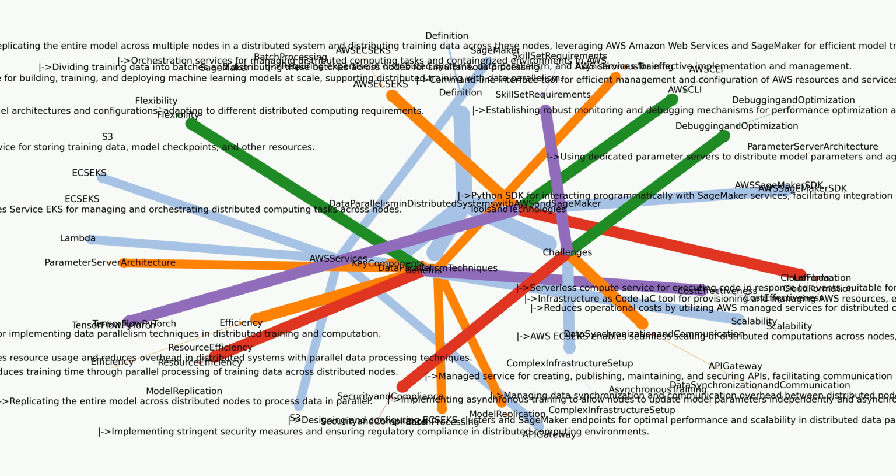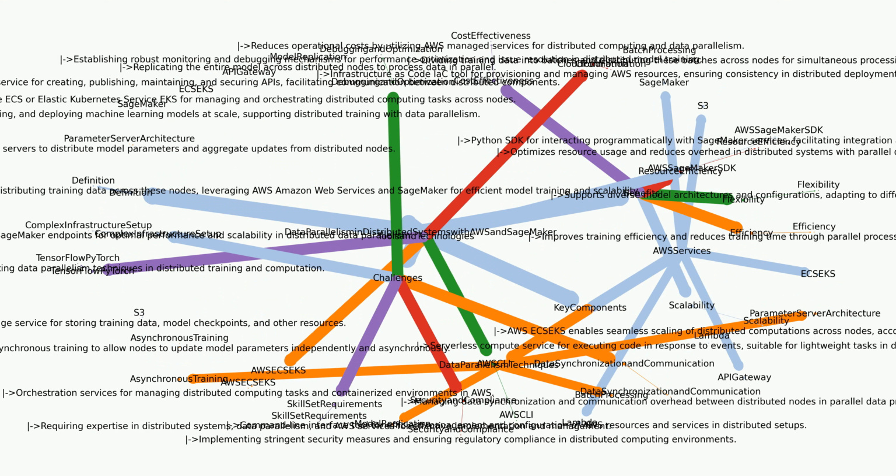Flexibility: supports diverse model architectures and configurations, adapting to different distributed computing requirements. Resource efficiency: optimizes resource usage and reduces overhead in distributed systems with parallel data processing techniques. Cost effectiveness: reduces operational costs by utilizing AWS managed services for distributed computing and data parallelism.